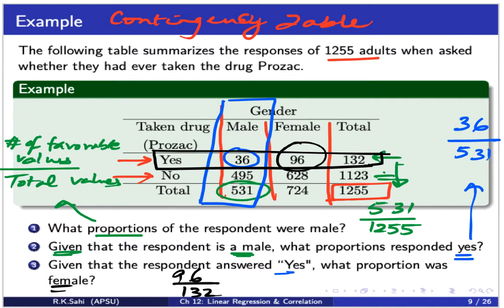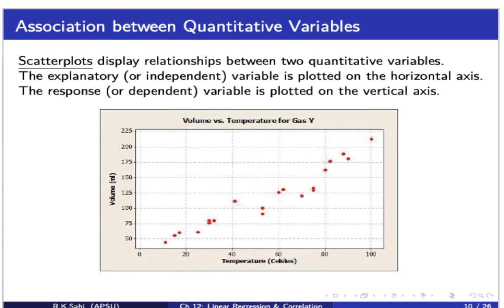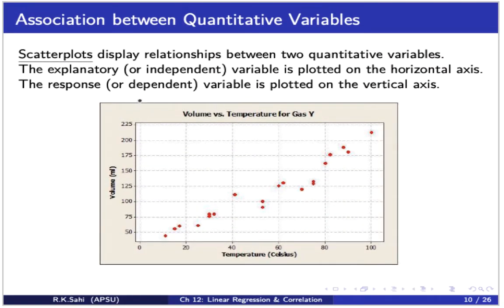Okay, now let's look in terms of quantitative variables in association and how we represent them. One of the best ways to represent a quantitative variable is with the help of a scatter plot. And the norm is we always represent the independent or the explanatory variable on the horizontal axis and the dependent or the response variable on the y-axis. Now, if you remember from our other math classes, this is x, this is y.